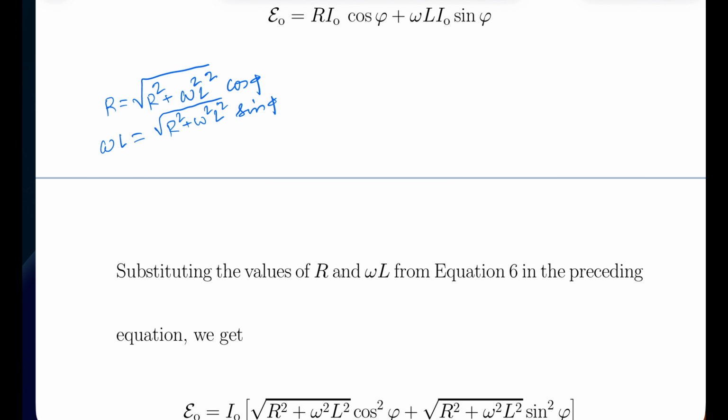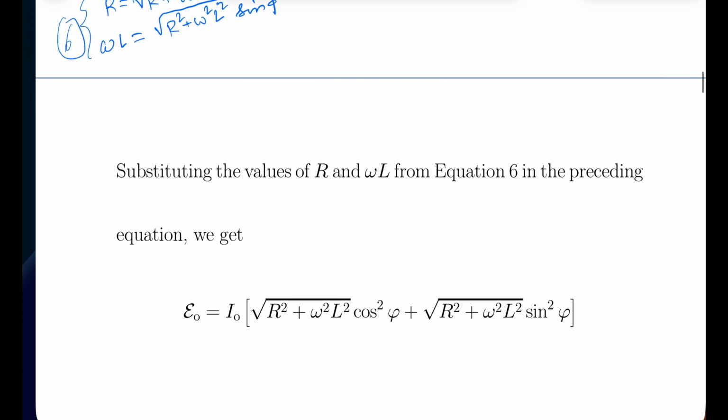So from equation 6, we have R equal to root over R square plus omega square L square cos phi, and omega L is root over R square plus omega square L square sin phi. This comes from equation 6. Okay. Put these values in this expression for the R and omega L. So what do you get?